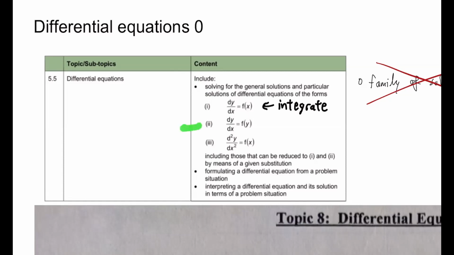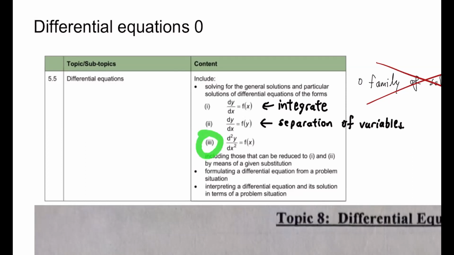Then the next version, part two, is when you have f of y. Notice that this is now y, not x. So this one requires something called separation of variables. Basically, you need to divide the f of y over. I'll demonstrate it as I go through some examples later.